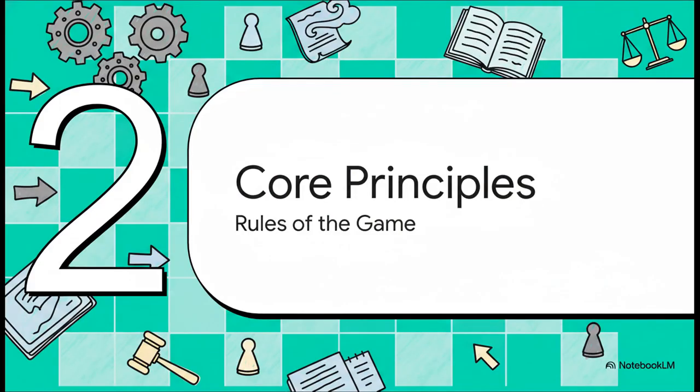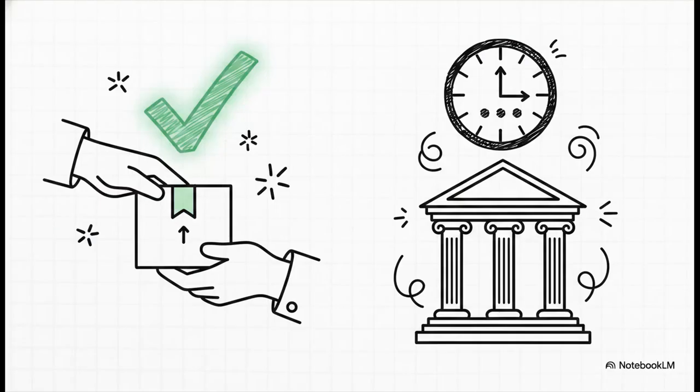All right, moving on to Section 2, Core Principles of Measurement, or as I like to call it, the rules of the game. Now that we know what we're measuring, let's see how the 4 core accounting principles govern this entire process. Principle number 1 is the realization concept, though you'll often hear it called the revenue recognition principle.